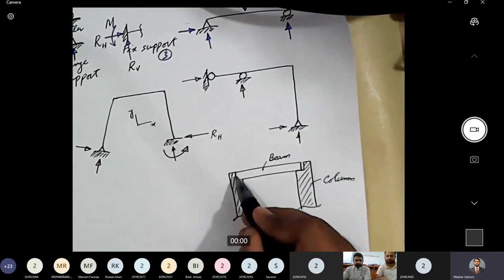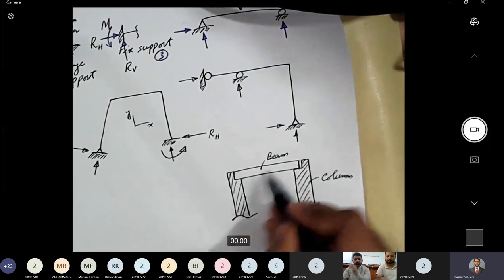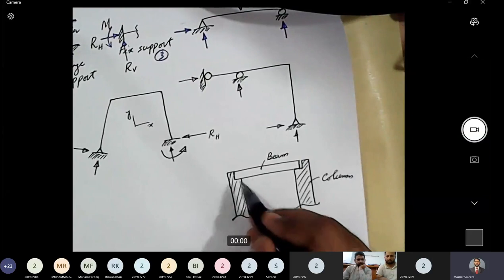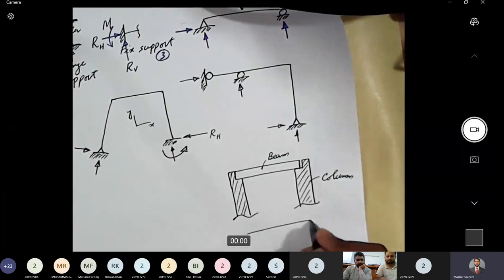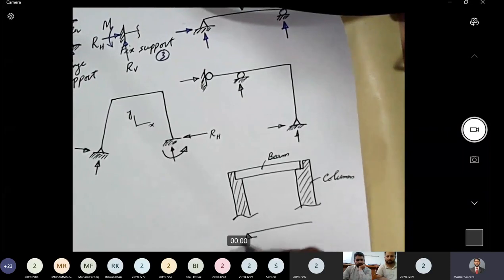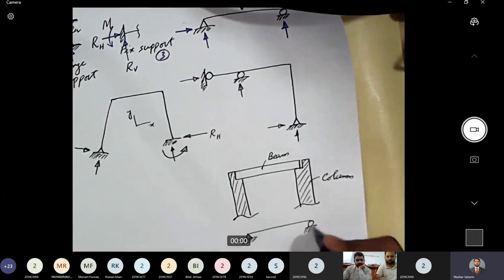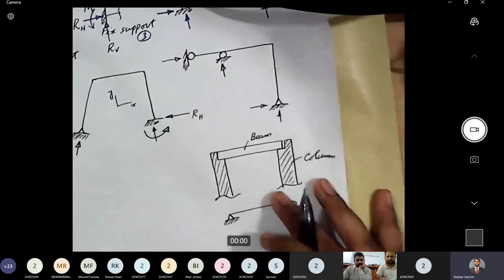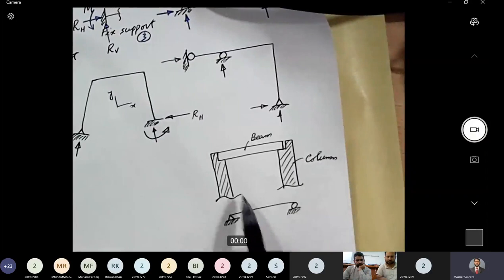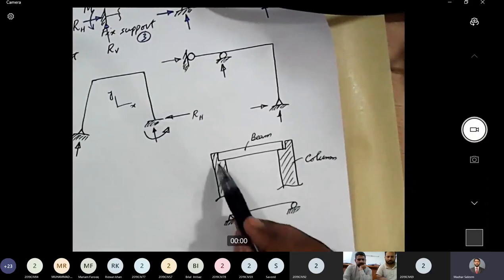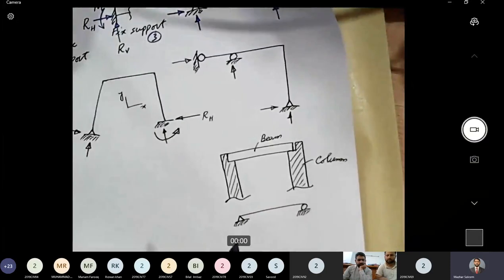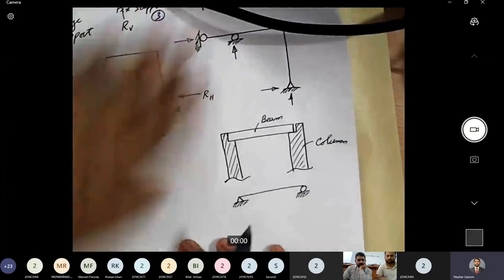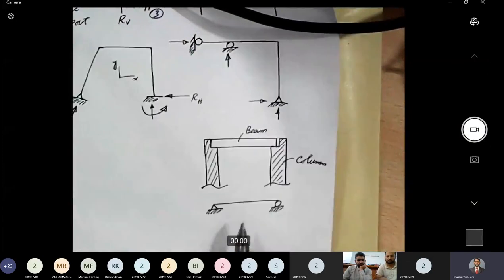Whereas at this end, there is no gap between beam and column. So if I apply a horizontal load, this end will resist that horizontal load. If I draw its free body diagram, this will be the free body diagram of this condition. We have a roller support at this end and a hinge support at this end. This is how we provide these types of supports practically, a hinge support and a roller support.